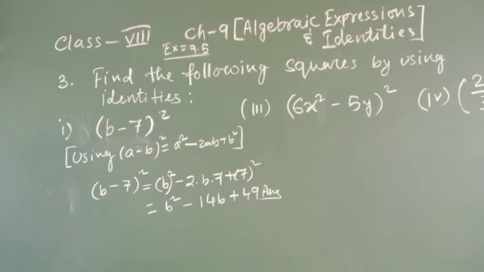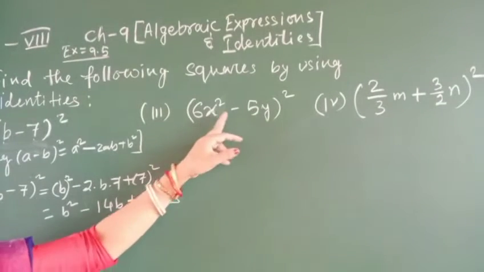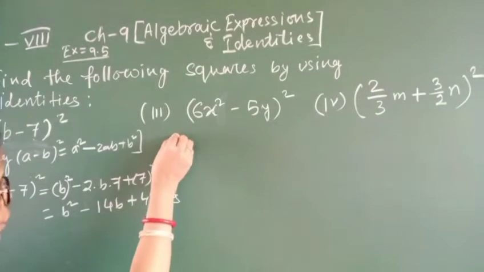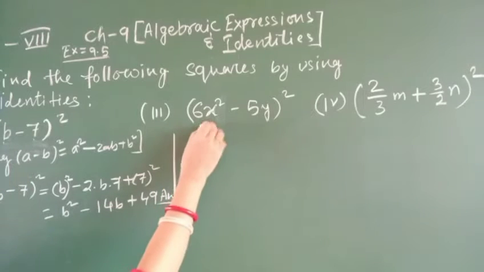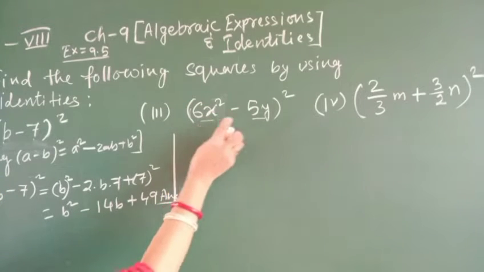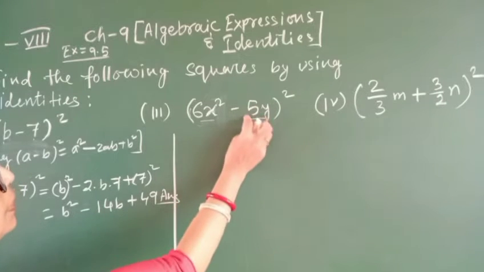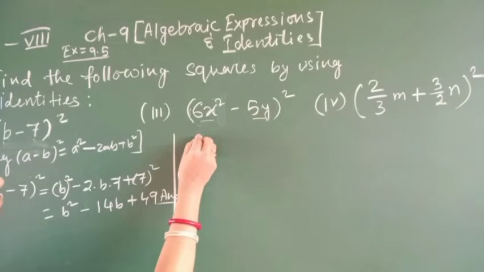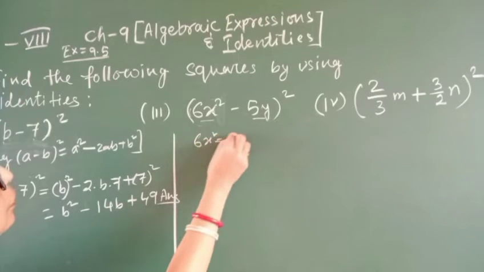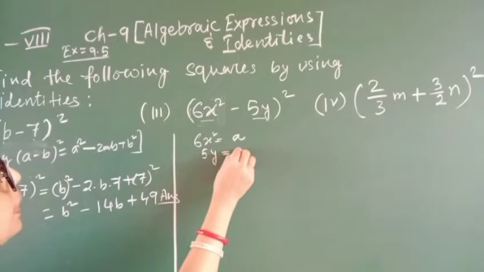Now come to question number 3. Okay, now in question number 3, what can I see? 6x square minus 5y square. This is our A and this is our B. The complete 6x square we will consider as our A, and 5y we will consider as B.